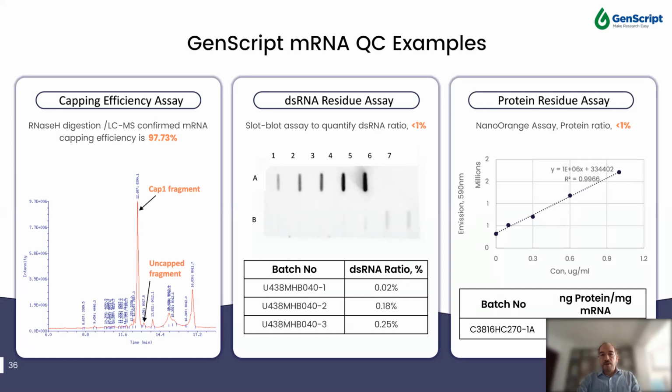These are just some examples of the QC that we do for the different grades of mRNA for our mRNA production. We look at capping efficiency with mass spectrometry. We look at double-stranded RNA residues with our Western blot assay to quantify any kind of double-stranded RNAs. And we look at protein residue assays using NanoOrange.